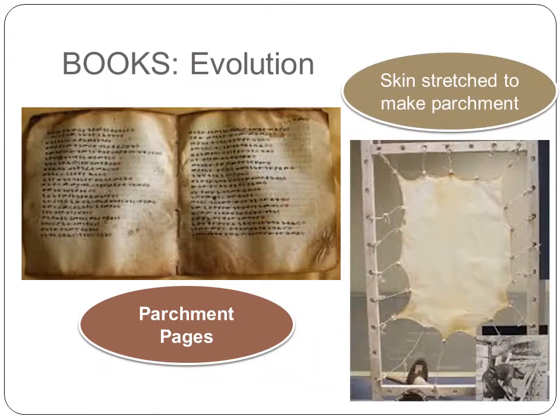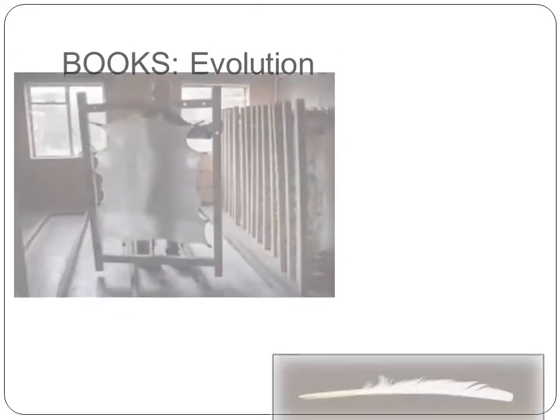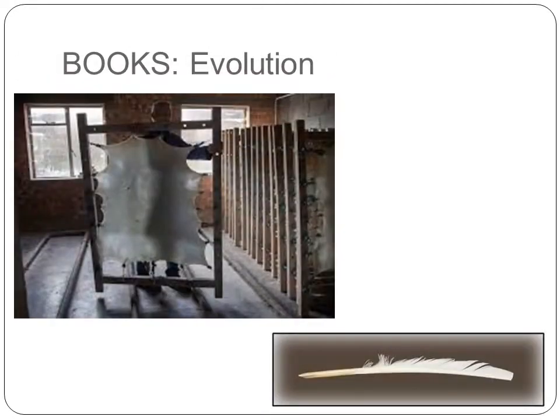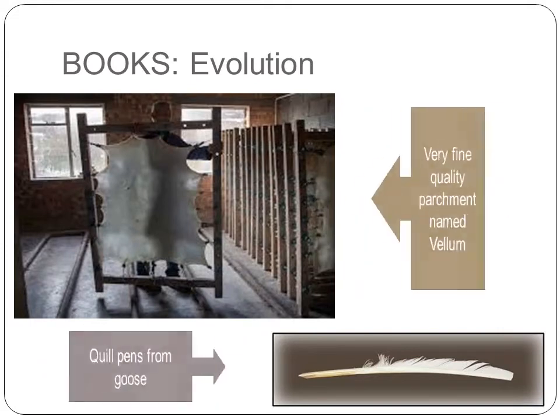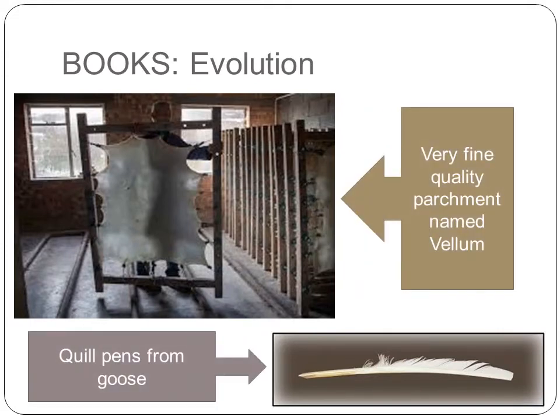Hey, I know, it's very brutal, right? The covers of the book were made from leather, which is much thicker and tougher skin. Next you can see a very fine quality parchment named vellum, which was used for special books. In the next picture you can see quill pens from a goose. Scribes copied books with quill pens.